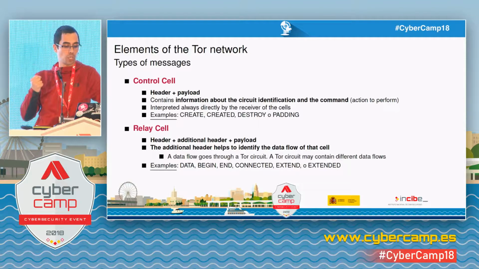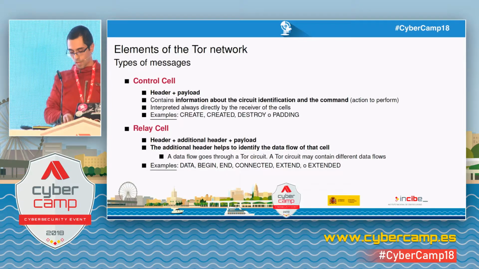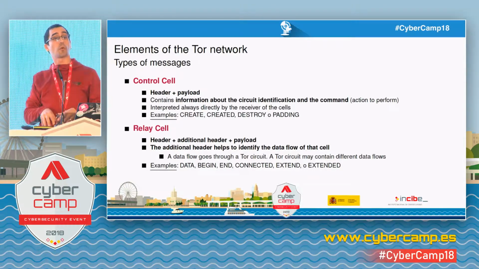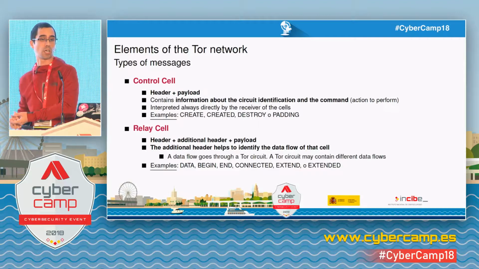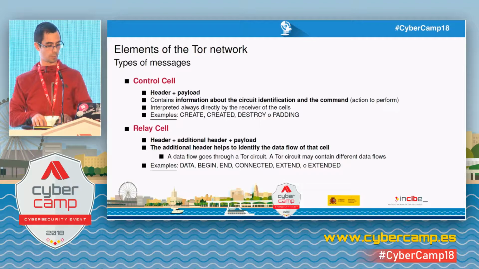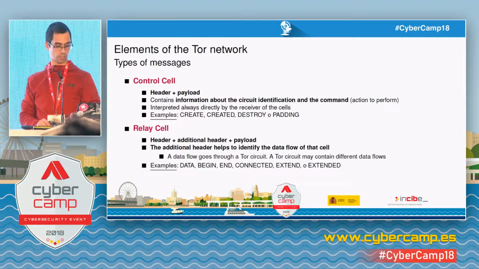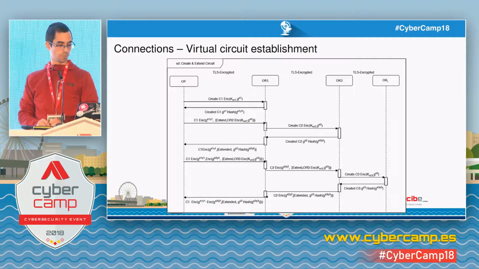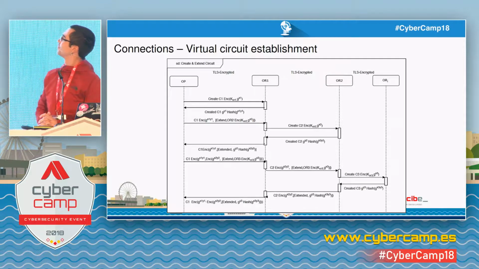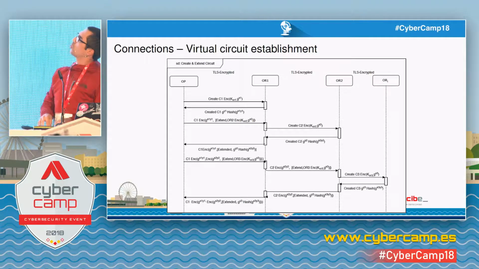And then we have relay cell, keeping the communication flow. Communication flow goes through a Tor circuit, and then the Tor circuit may have more communication circuits simultaneously. So we start here. So far so good, isn't it?